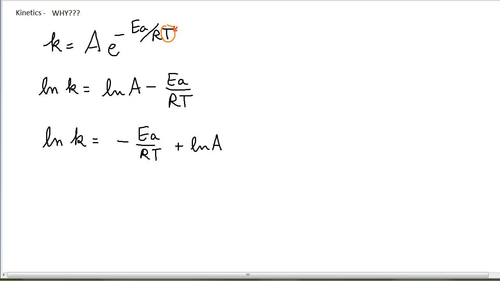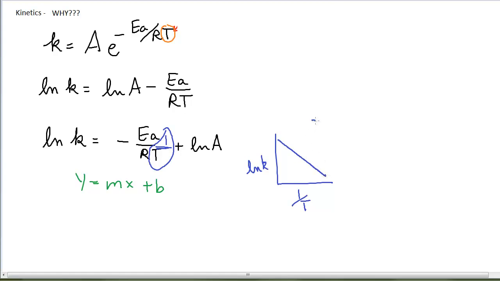This is the equation for a line, y equals mx plus b. On the y-axis, I would plot the natural log of the rate constant. On the x-axis, I would plot 1 over T, and that temperature, remember, has to be in Kelvin. And what I will find is a straight line. It is a negatively sloping line, and the slope is equal to negative E sub A over R.